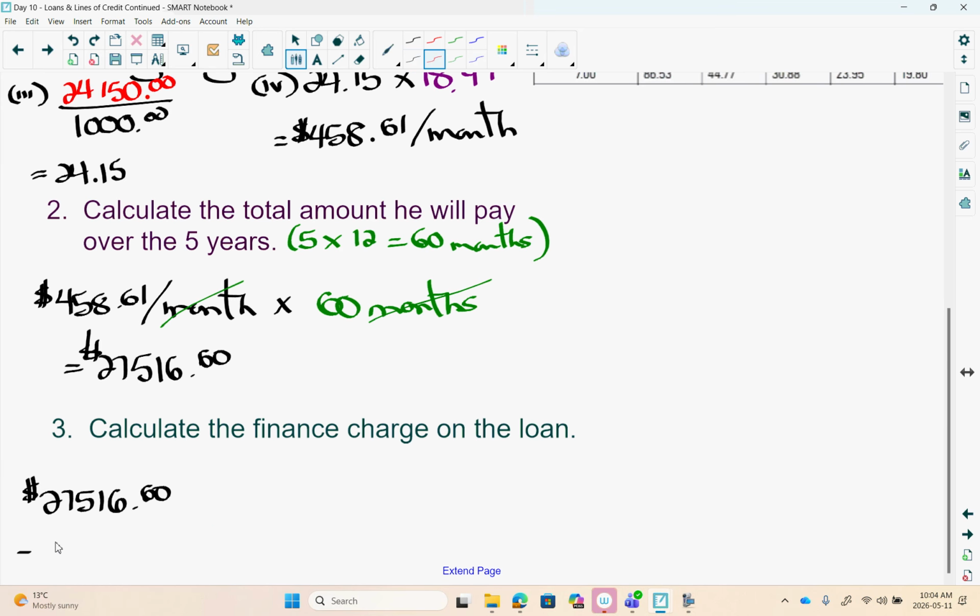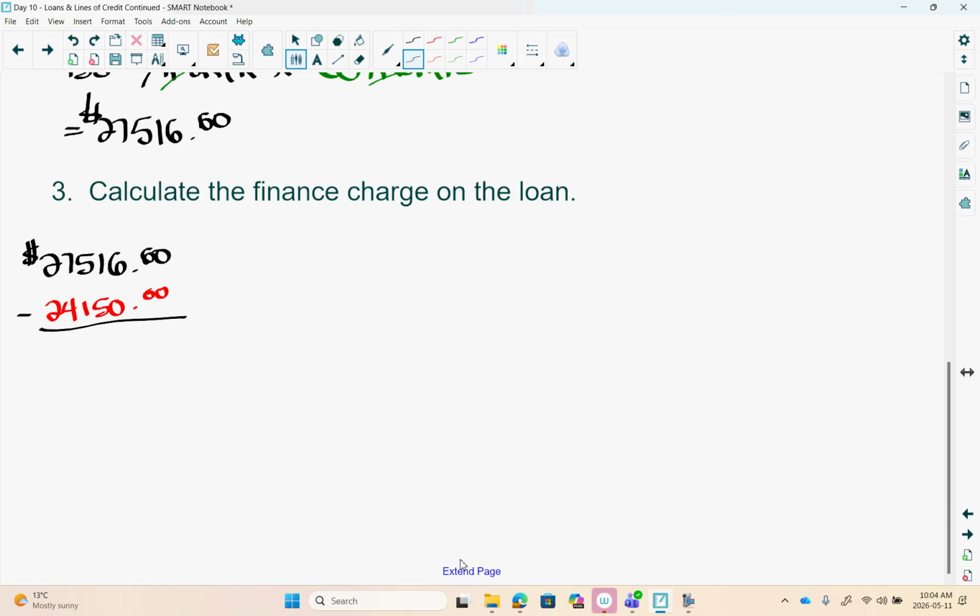Why didn't he borrow $36,000? Because he had a trade-in. When you're doing the trade-in, subtract it first, then do the tax. When you're doing a down payment, do the tax first, then subtract the down payment. Why the reverse in the order? Because if you already own an item, something that you're going to trade in, you've already paid tax on it. You get a little tax break. 27,516.60 minus 24,150 gives me $3,366.60. And that is the finance charge. That's the cost of borrowing. That's the interest on the loan.